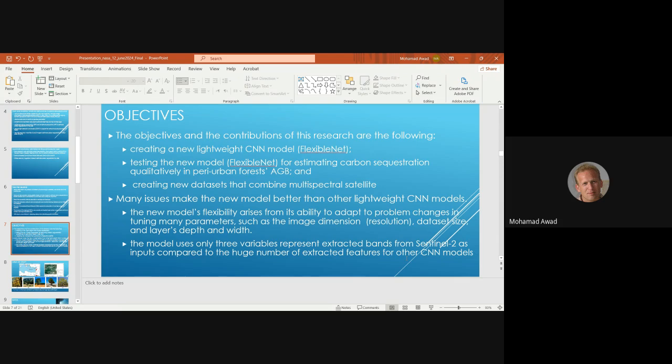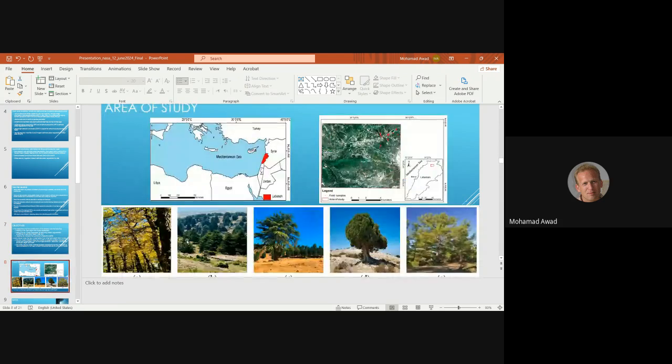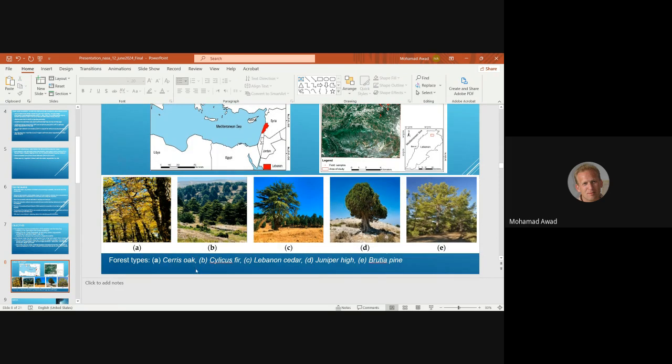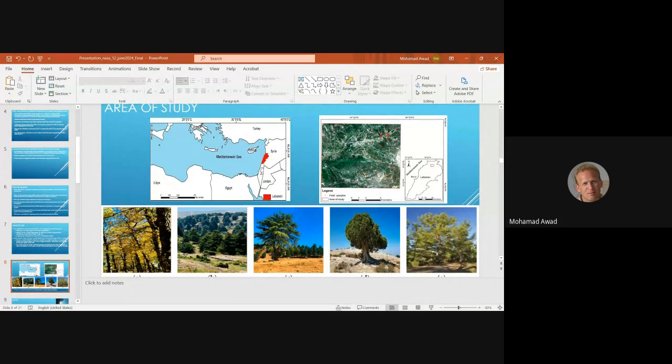sequestration quantitatively. The area of study is located in north of Lebanon, where Lebanon is a country located in the east side of the Mediterranean Sea. The area of study is in the north. Why was it selected? Because it has a variety of forests. As you can see, we have Kermes oak, Cilicica fir, Lebanon cedar, juniper, and Brutia pine. So we have different types of forests. Some of them are separated, some of them are mixed.